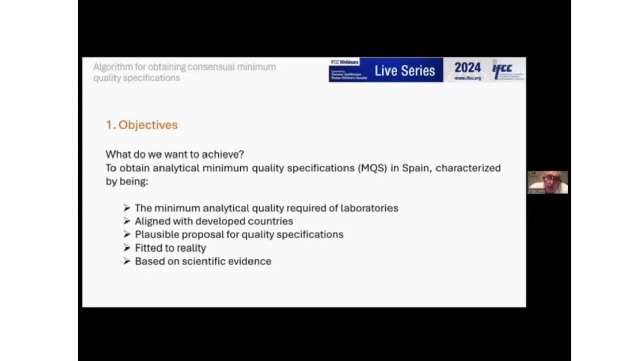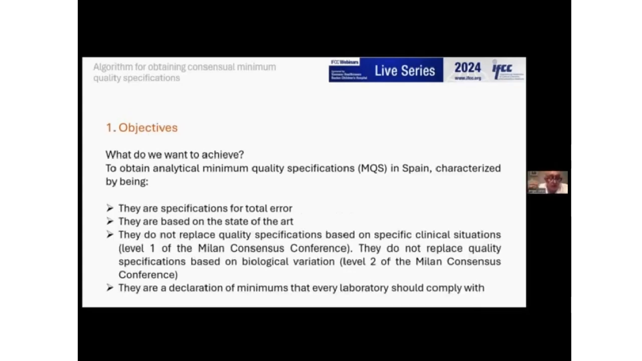On the other hand, we will also want them to be aligned with some mandatory requirements from some countries, that it is a plausible proposal, that it is in accordance with the reality of our country, and that it is based on scientific evidence. Following, also with the characteristics we want, there are specifications of the total error. And as the previous speaker commented, they are based on the state of the art.